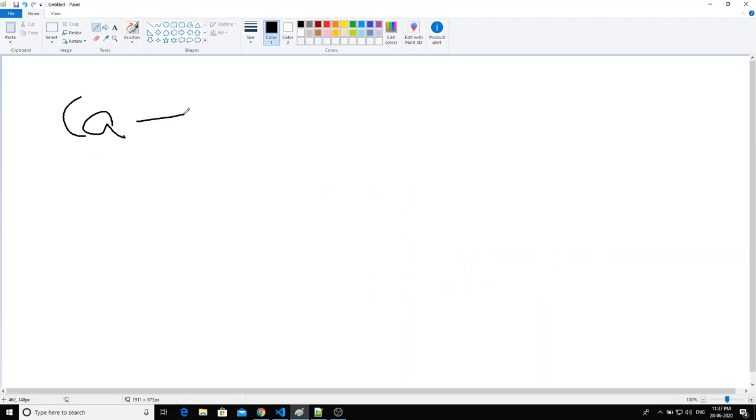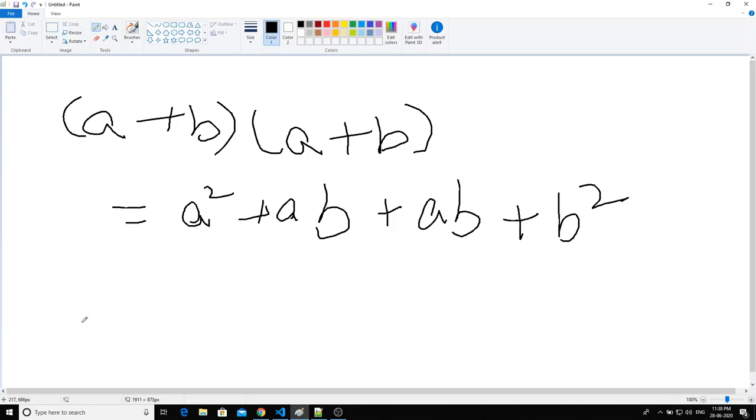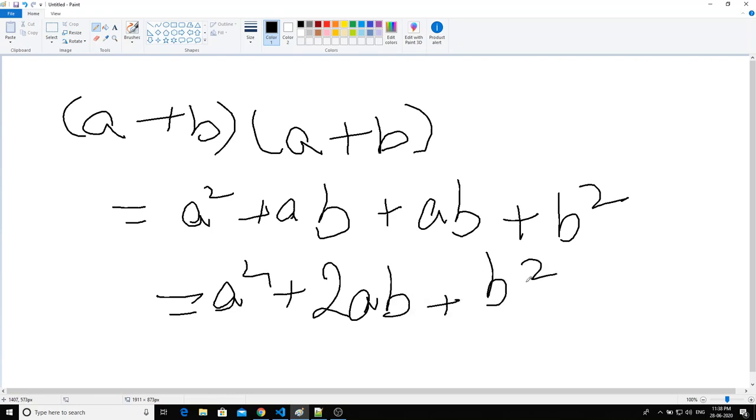You will say (a plus b) whole square is nothing but (a plus b) into (a plus b). That means we take a and multiply with a, that is a square. Again a with b, that is nothing but ab. Now take the b and multiply with a, that is ab. And now take the b and multiply with b, that is b square. So that is equal to a square plus 2ab plus b square. Yeah, we solved it in the mathematical way.